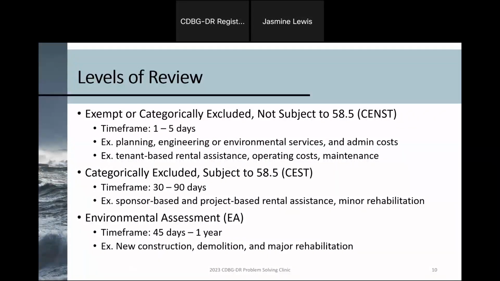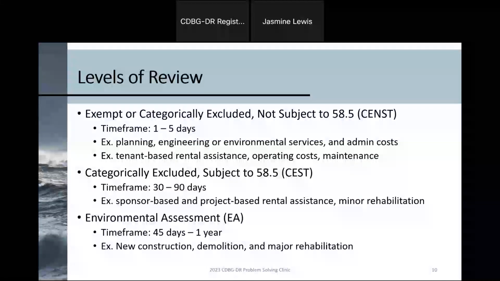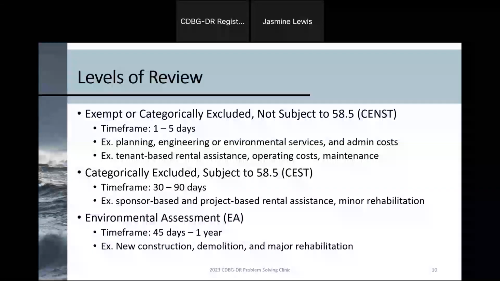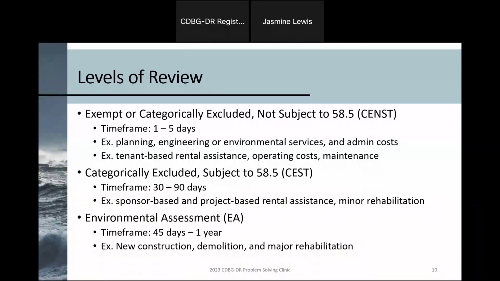And I'm going to start with the lower levels. Exempt actions are sort of like soft costs. They include activities such as planning, engineering, or environmental services and administrative costs or public services. Categorically Excluded, Not Subject To the laws and authorities at 58.5, or simply CENST, are very similar non-physical type activities that include more rental assistance when the assistance is tied to the tenant, operating costs, and maintenance.